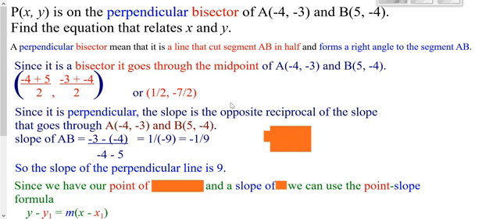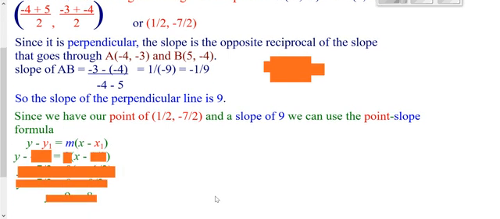So we're looking for a line that goes through this point right here, and it has a slope of 9. Well, if we have a slope and a point, we might as well use our point slope formula, which is y minus the y value of your point equals your slope times x minus the x value of your point. So we can take our slope of 9 and plug it in for m. Take our point, plug it in for your x1 and your y1.